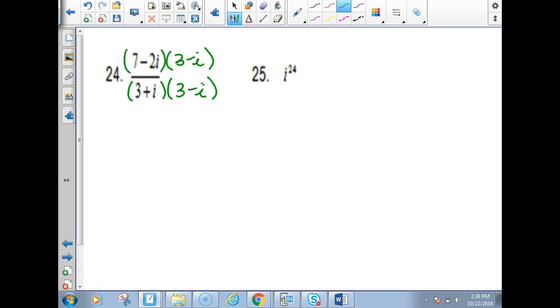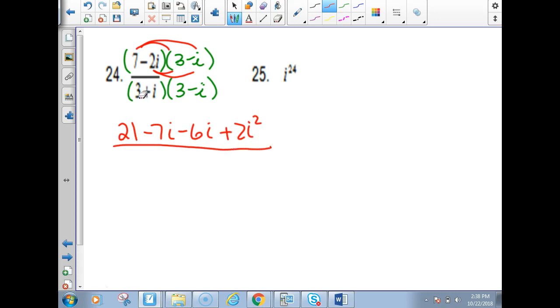So we got to FOIL out the numerator. 7 times 3, 21. 7 times negative i, negative 7i. Negative, so I did this. Now I'm doing this. Negative 6i next. And then last, a negative times negative, positive 2i squared.